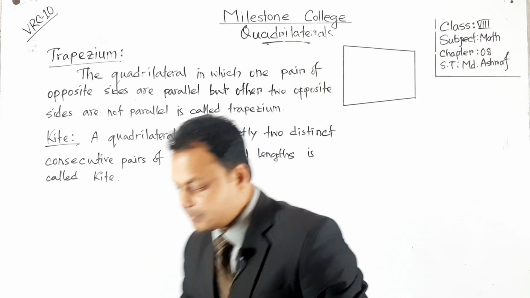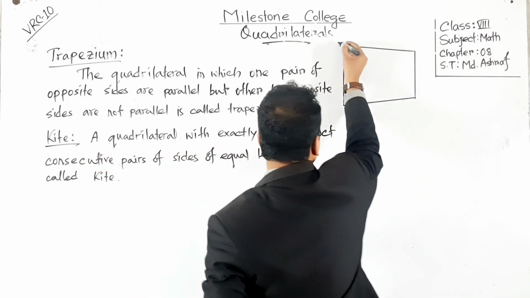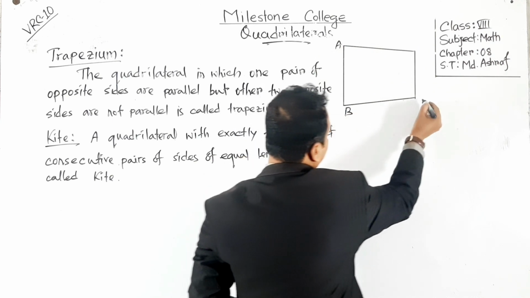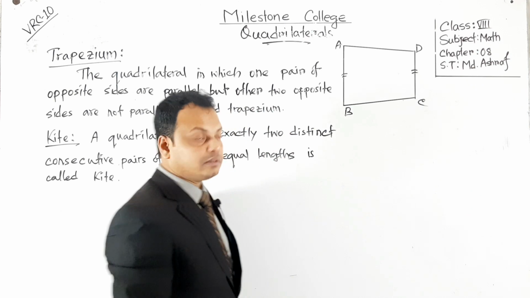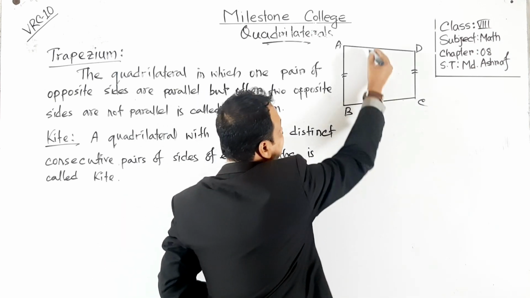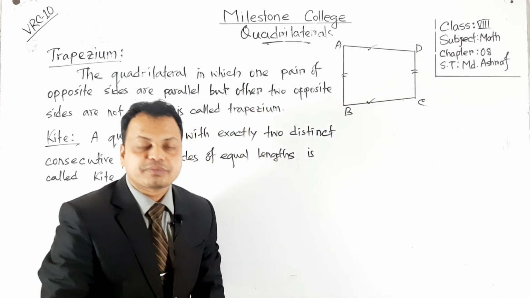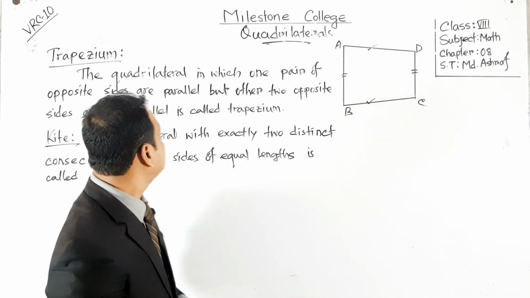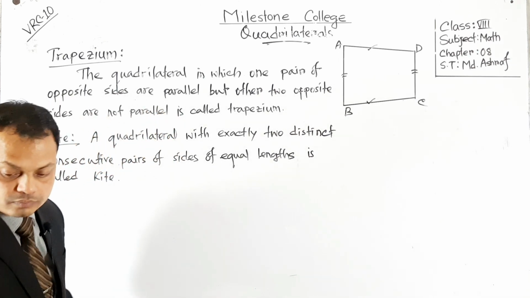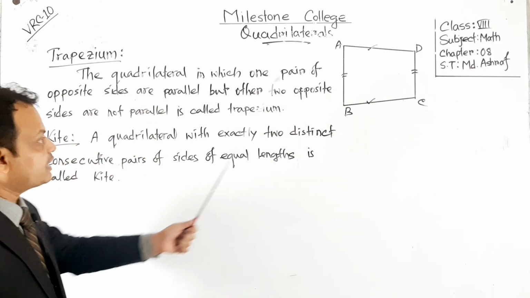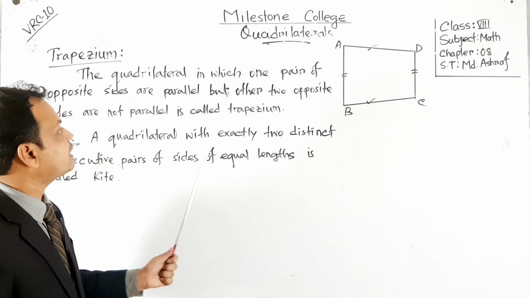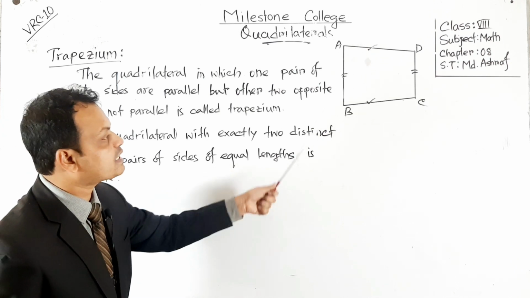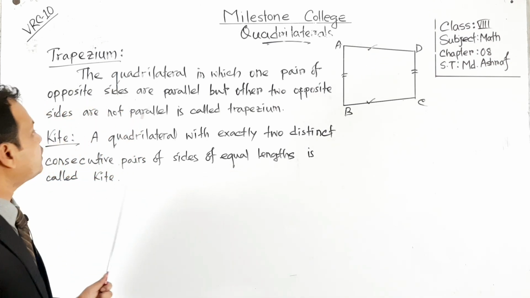So this is a figure. Give the name of this figure ABCD. Look here, these two sides are parallel, but these sides and these sides are not parallel. So this type of figure will be called a trapezium. So I repeat again, one pair, that means two sides, is parallel, but the other two sides are not parallel. So this one will be called a trapezium.